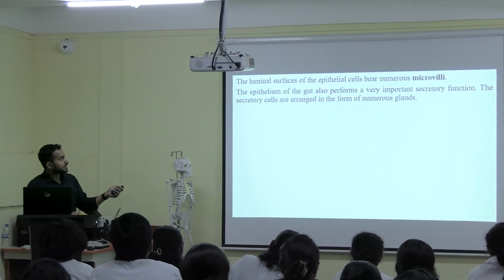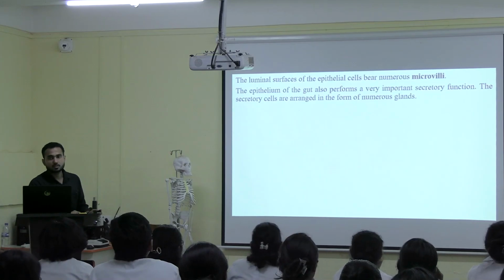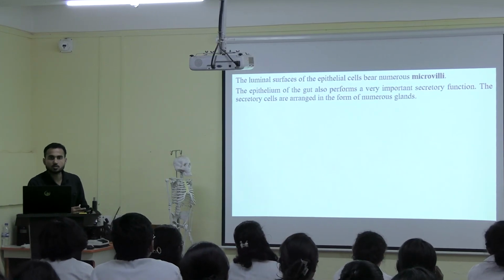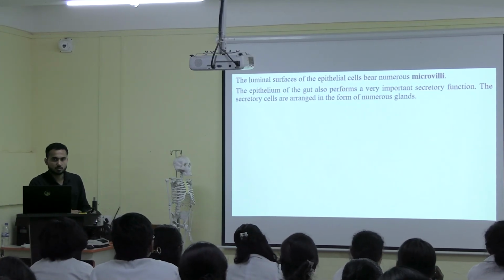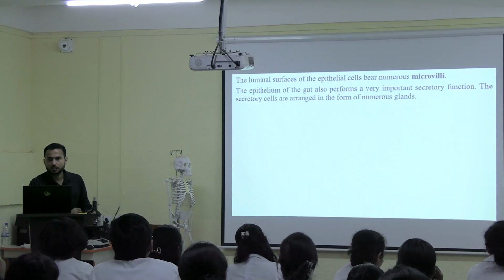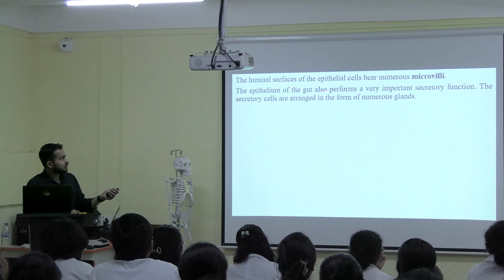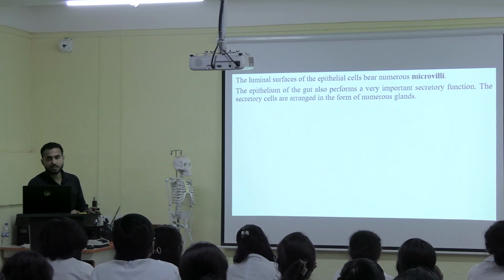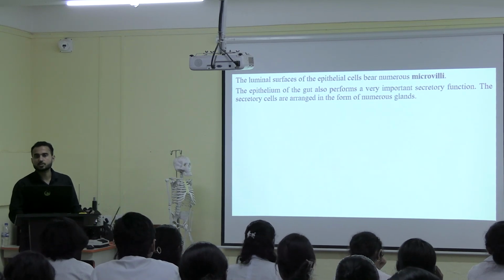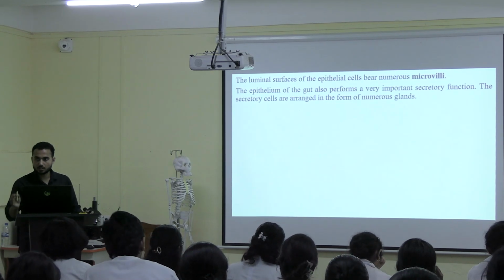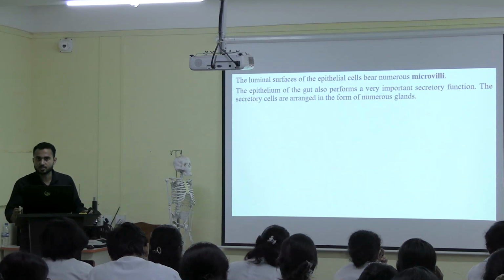Next, the luminal surface of the epithelial cell bears numerous microvilli that also help in absorption. So these are some modifications which you can see in the mucosa of the various parts of the GIT. Now, the epithelium also performs very important secretory functions. Secretory cells are arranged in different types of glands. In the stomach, three different types of glands are there. Next, in the duodenum, duodenal glands are present.